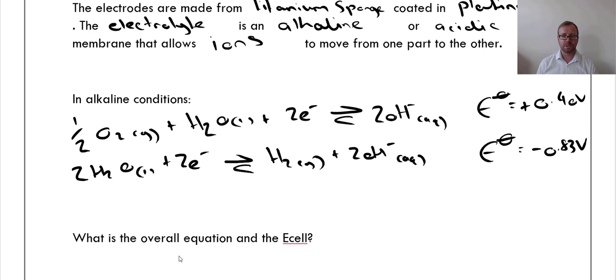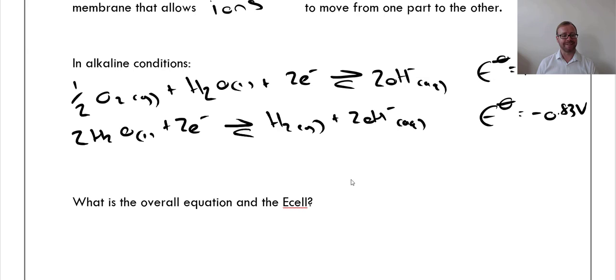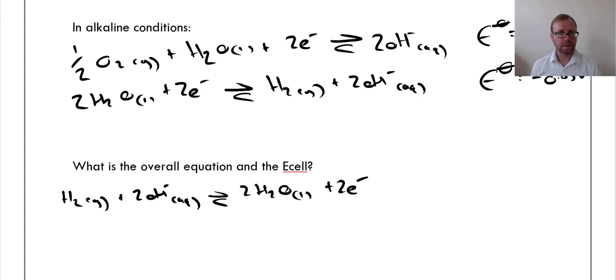Okay, yeah, I am going to be mean. So I've written these down for you, and what I want you to do is to construct the overall equation and work out the E cell for this hydrogen fuel cell in alkaline conditions. Okay, and then we'll do the acidic one afterwards. So I'll give you 5 minutes. Okay, so I hope you managed to do this, so we'll go through the answer.